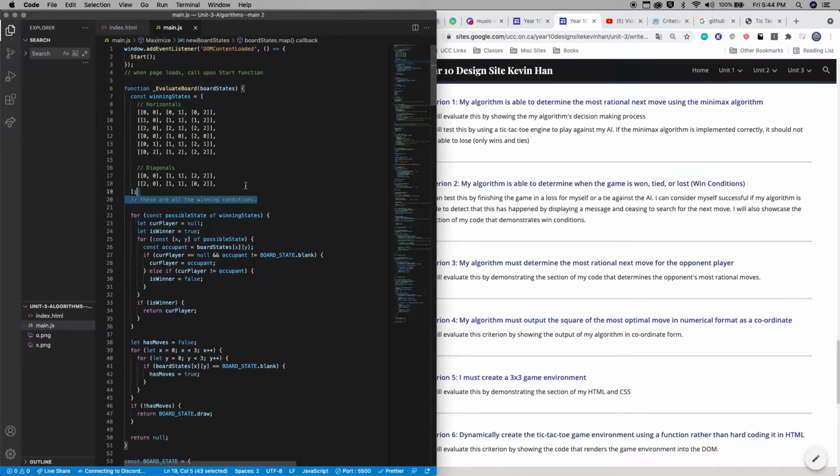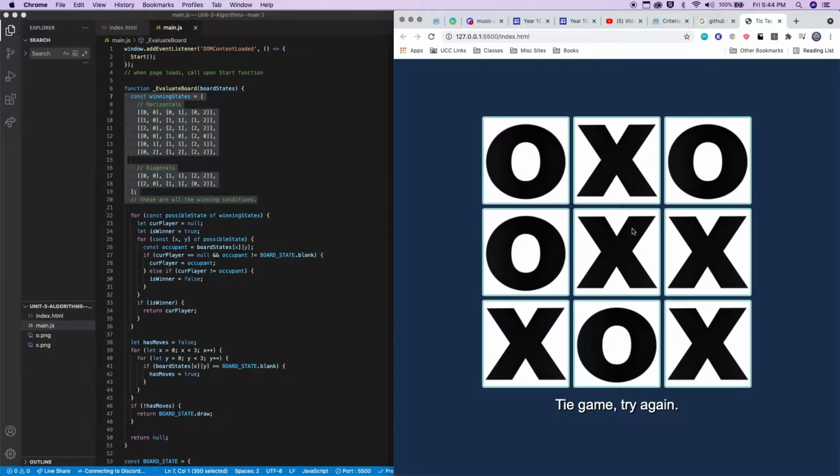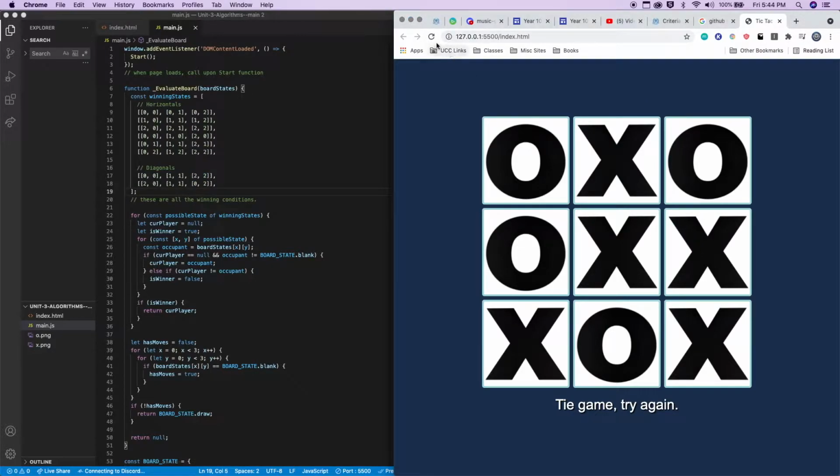As seen here, these are all the win conditions, whether they be horizontals, so going across, or verticals, so these are all straight lines. And here, these are going to be the diagonals, so this diagonal and this diagonal. And you can see it displays all the different points in the grid in numerical format as a Cartesian plane, as a coordinate system. So I'll talk a bit more about that later when I'm evaluating, I think, the fourth criterion. So with that in mind, we can also test it out on the game environment.